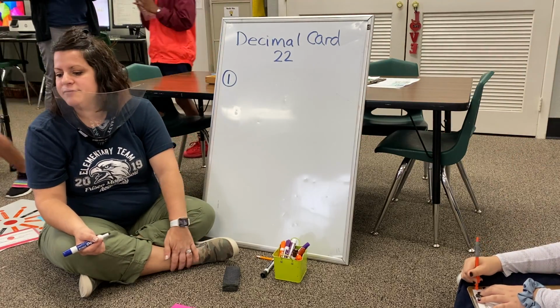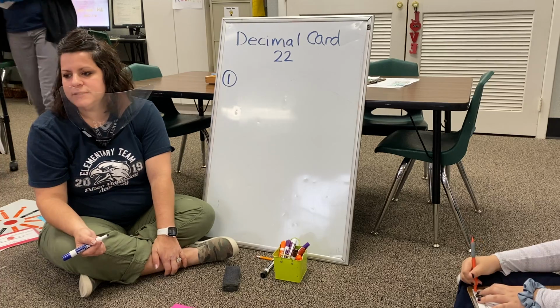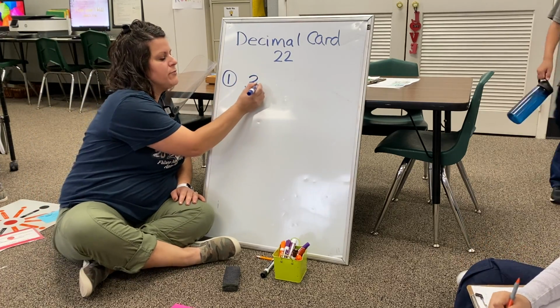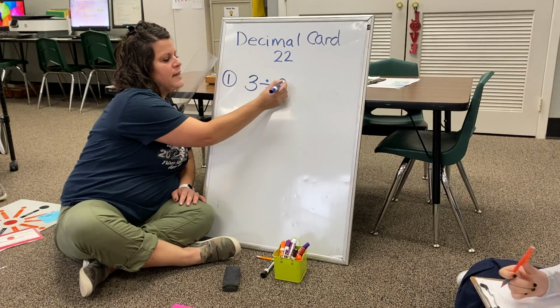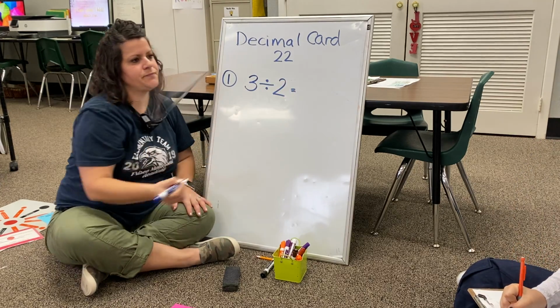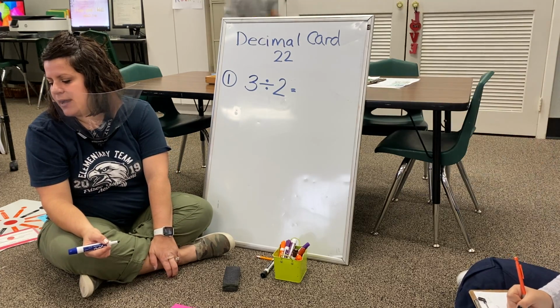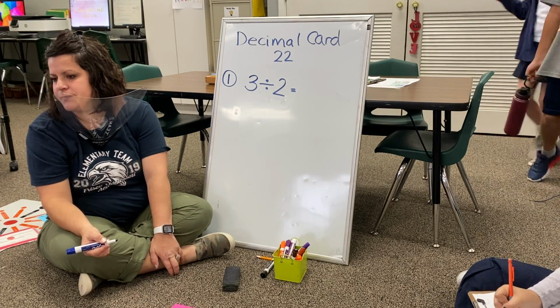You do not have to do that. It's just something that I do, okay? So problem number 1 is 3 wholes divided by 2 wholes, okay? 3 wholes divided by 2 wholes.